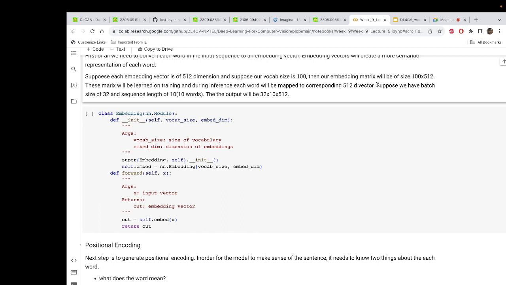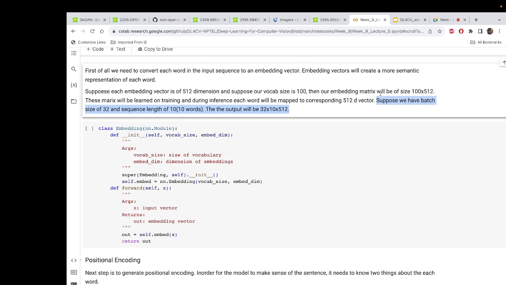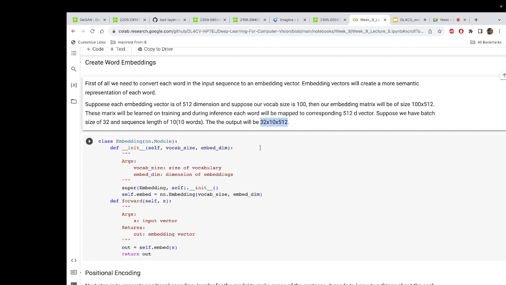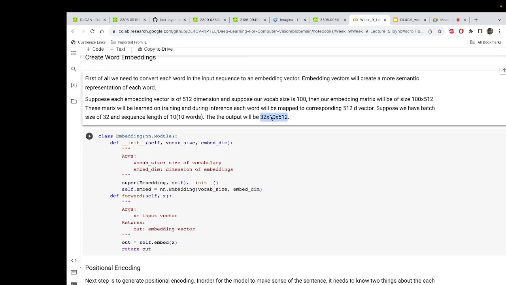So, suppose we have a batch size of 32 and a sequence length of 10. Here we are dealing with sentences, so that sequence length is given by 10 words. If our batch size is 32, then the output will be 32 cross 10 cross 512, because we have a batch size of 32, we have 10 words in each sequence, and each word is of dimension 512. Here, this entire thing is going to be learnt.